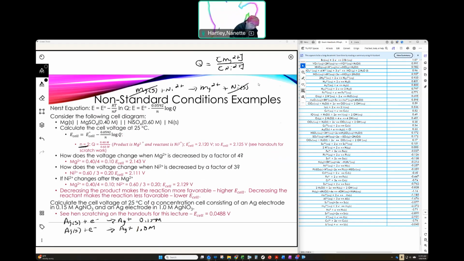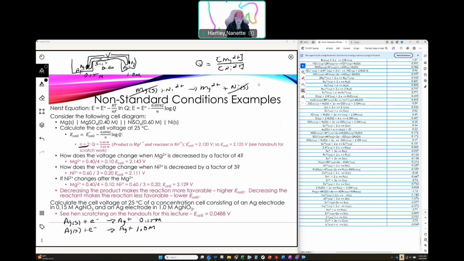So if I were to draw it, salt bridge, this electrode right here is Ag, and this one is Ag, this is Ag+, this is Ag+. And the way I've drawn it, I'm just going to put 0.15 here and the 1.0 here. Okay, so I want to measure what is the force between those two cells.